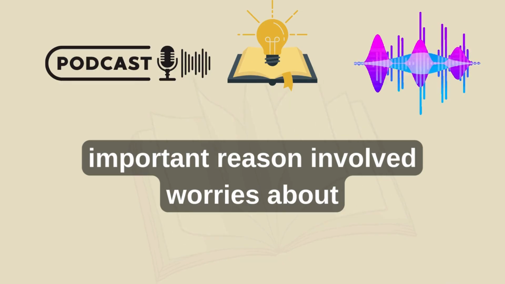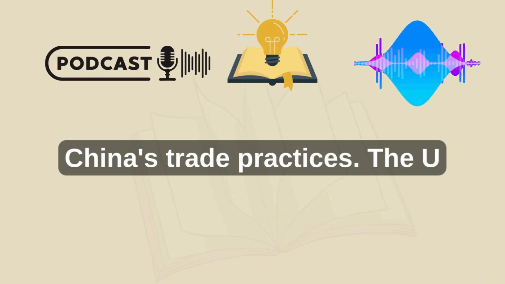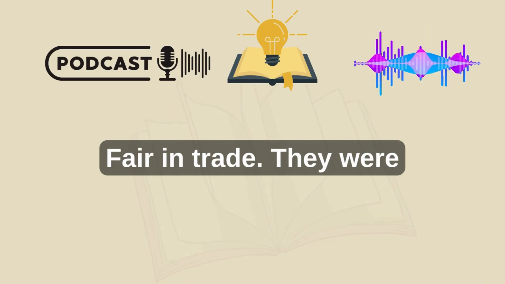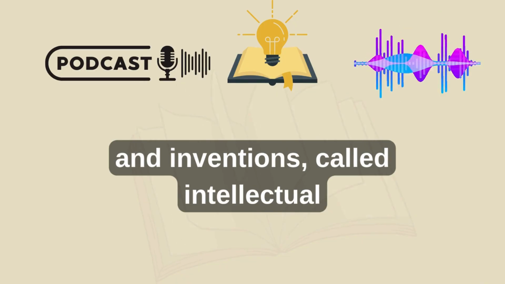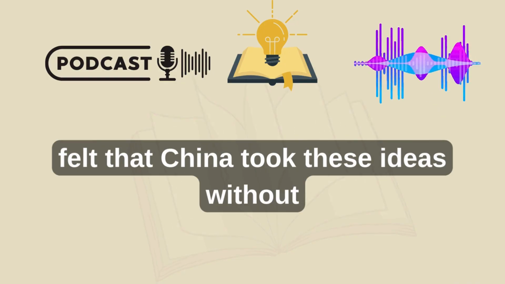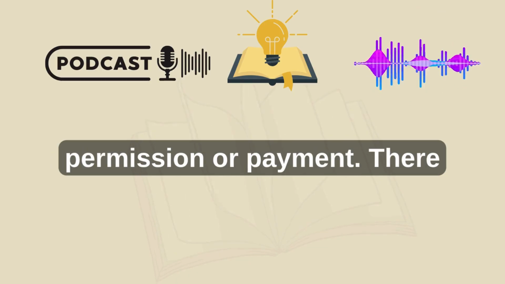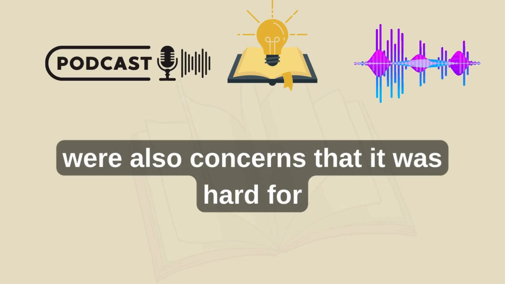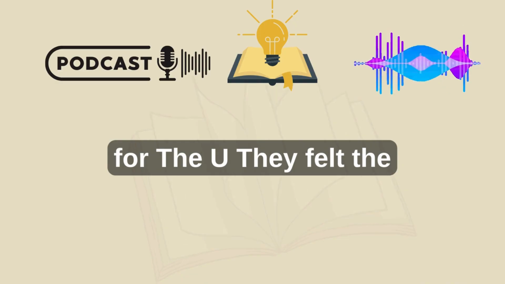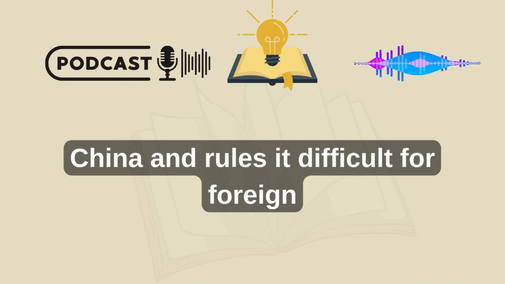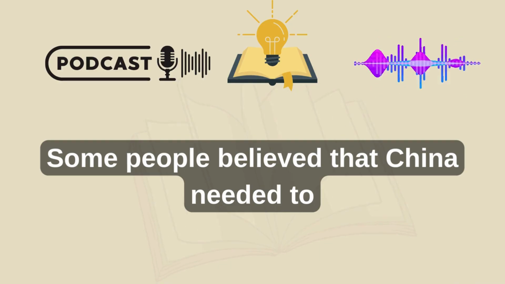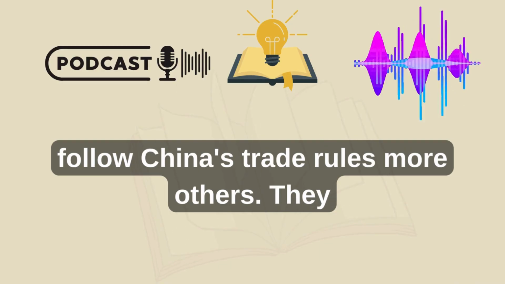Another important reason involved worries about China's trade practices. The U.S. government said China was not playing fair in trade. They were concerned about American companies' ideas and inventions, called intellectual property. The government felt that China took these ideas without permission or payment. There were also concerns that it was hard for American companies to sell their products in China. They felt the rules in China made it difficult for foreign companies to compete fairly. Some people believed China needed to follow the same trade rules as other countries.